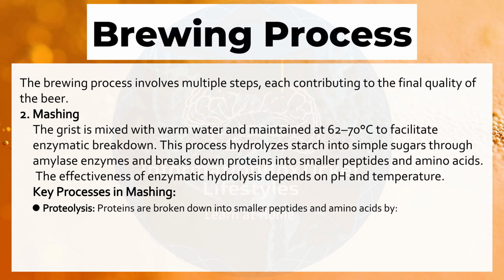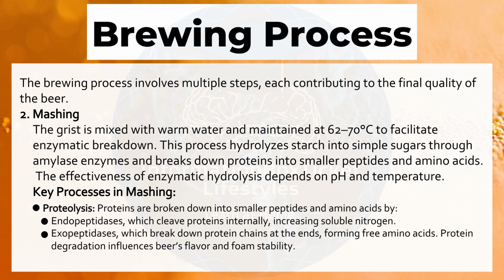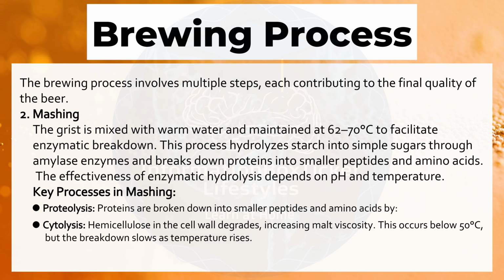Proteolysis. Proteins are broken down into smaller peptides and amino acids by endopeptidases, which cleave proteins internally, increasing soluble nitrogen. Exopeptidases, which break down protein chains at the ends, form free amino acids. Protein degradation influences beer's flavor and foam stability. Cytolysis. Hemicellulose in the cell wall degrades, increasing malt viscosity. This occurs below 50 degrees Celsius, but the breakdown slows as temperature rises.